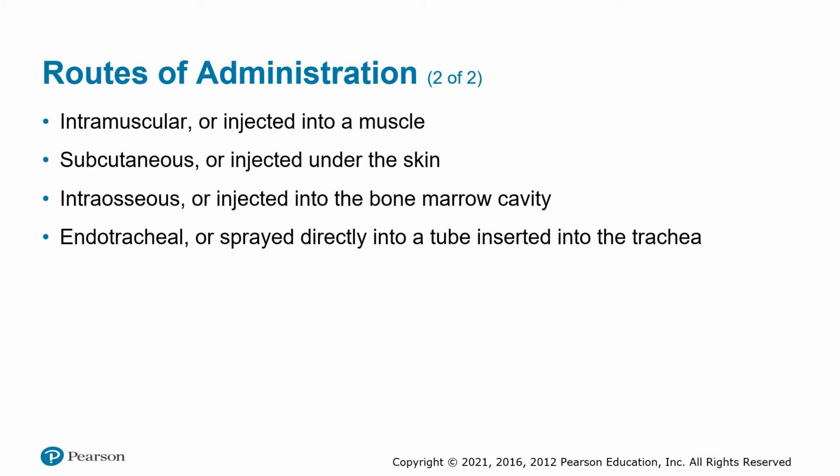And then intraosseous is right directly into the bone. You use a bone drill in order to get into it. You can do endotracheal, which is sprayed directly into the tube, kind of like aerosolized. And then there's also intradermal. Intradermal is like your TB test. It's not going all the way to the subcutaneous level or the muscle. It's just right there on the top of the skin.